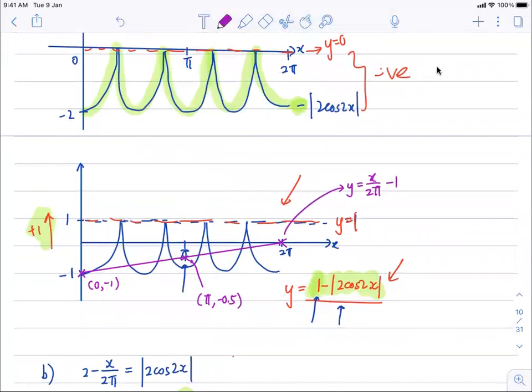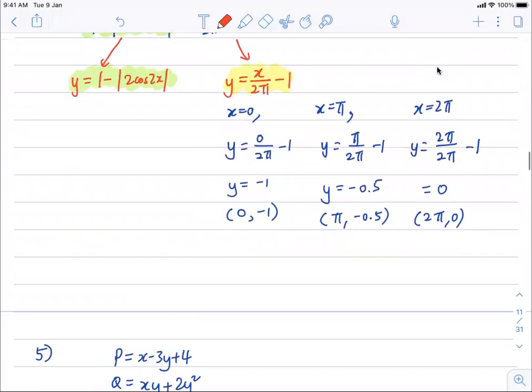Okay, so they want us to find the number of solutions. The number of solutions is basically the intersection points between this equation and this equation. So we can count the number of intersection points. This is 1 intersection point, 2, 3, 4, 5, 6, 7, 8. Okay, so we have 8 intersection points between these two. So the answer is there are 8 solutions.